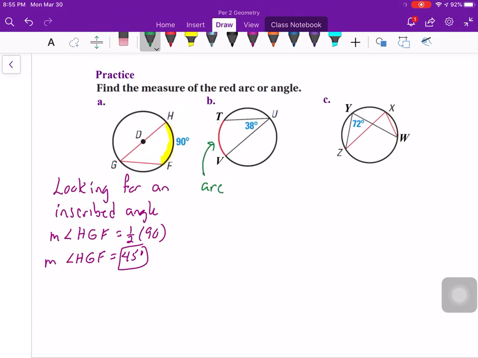In B, you can see that we're looking for an arc. So the measure of the arc TV will be equal to 2 times the measure of angle TUV. The arc is twice as big as the inscribed angle. So the measure of arc TV will be 2 times 38. The measure of arc TV would be 76.